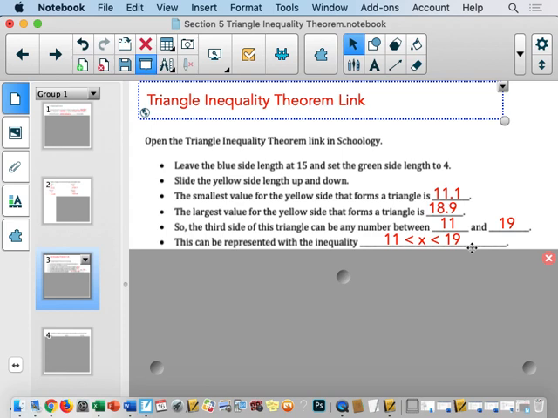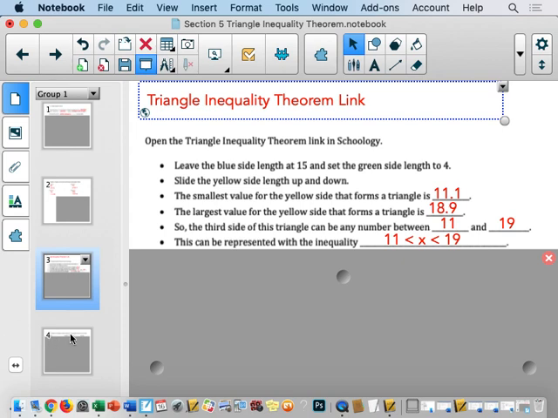If I don't have this slider tool website, what's the mathematics here? I have a side length of 15, I have a side length of 4. How could I go from 15 and 4 to this inequality on the bottom line? How do I get 11 from 15 and 4? You subtract. And how do I get 19 from 15 and 4? You add. So if you want to find the range, we need to add the two sides you were given and subtract the two sides you are given.